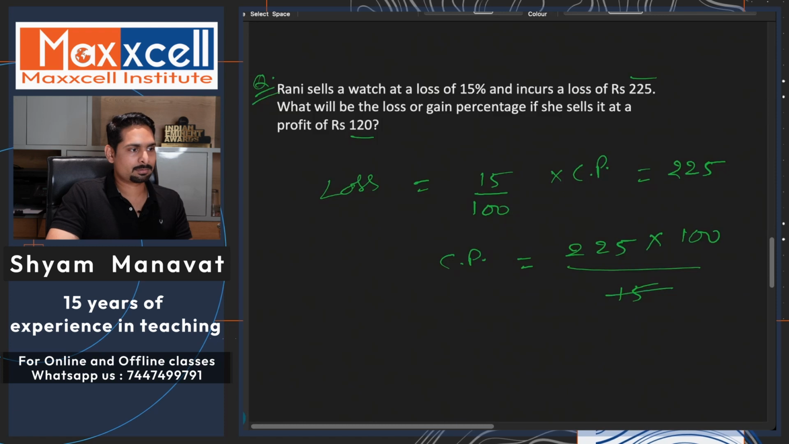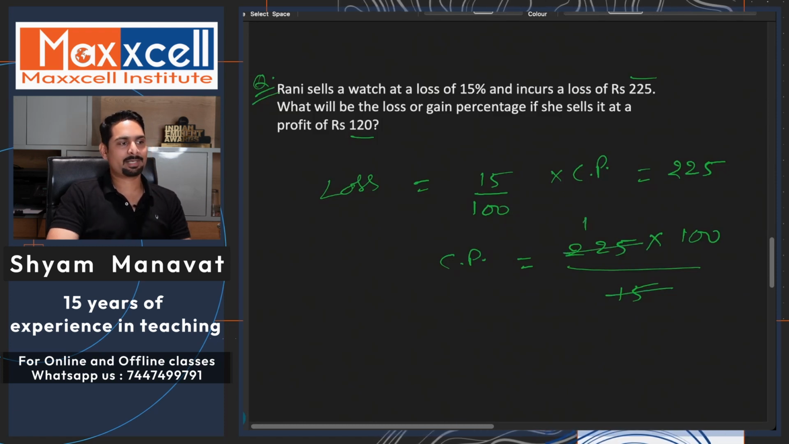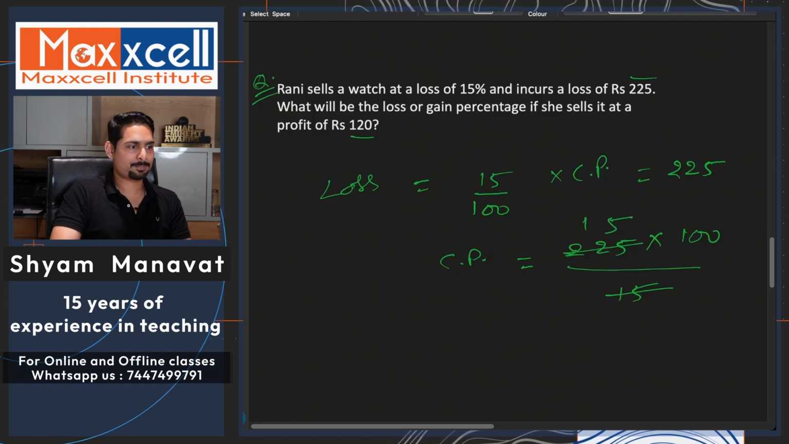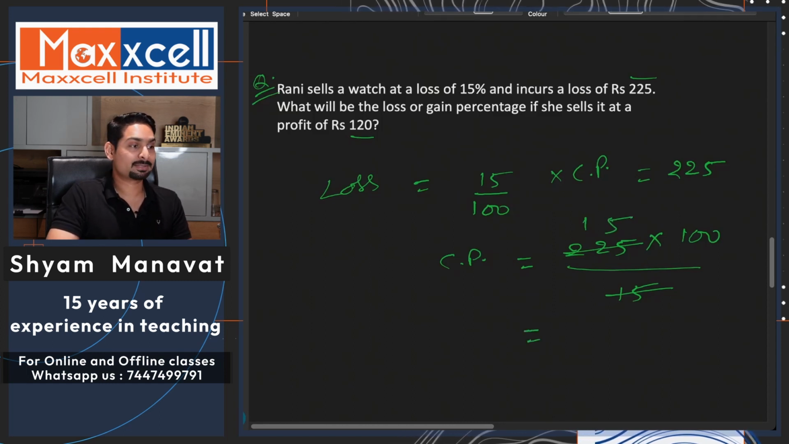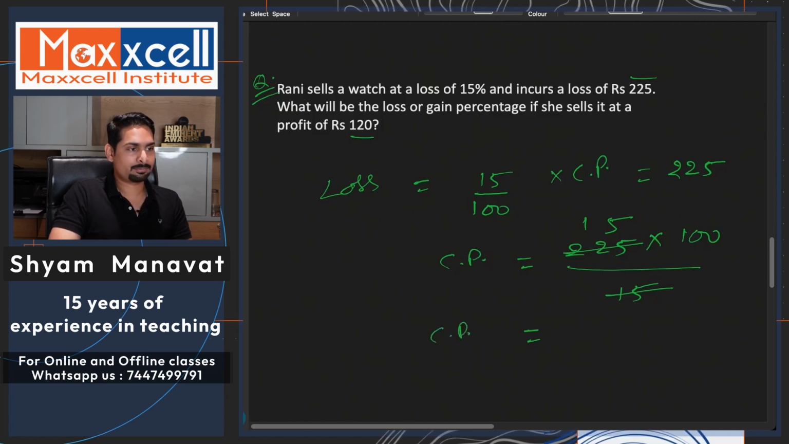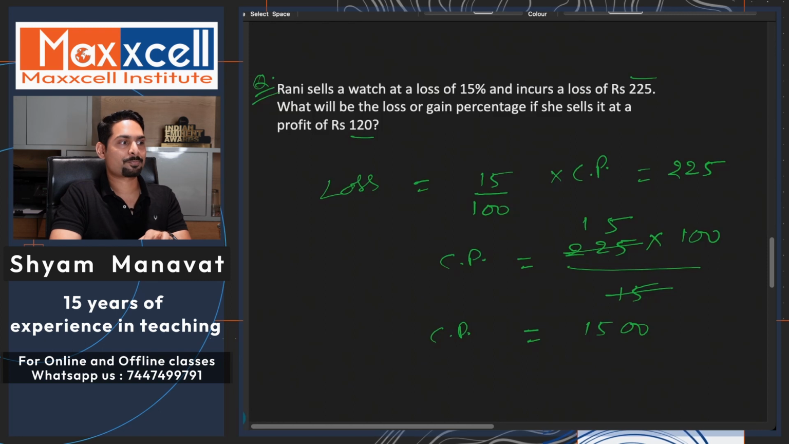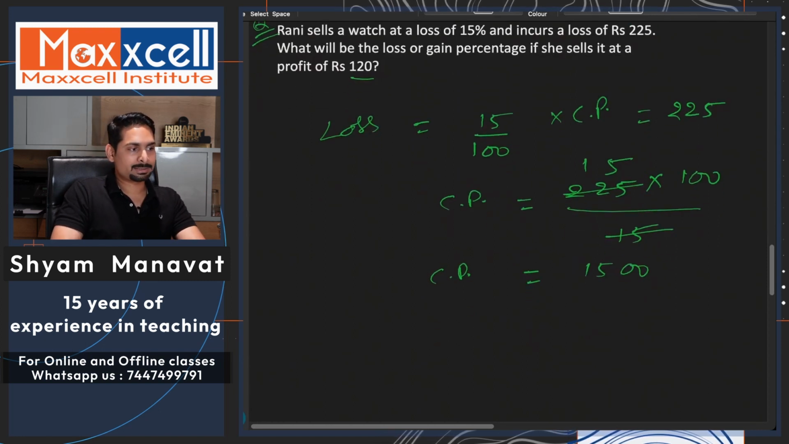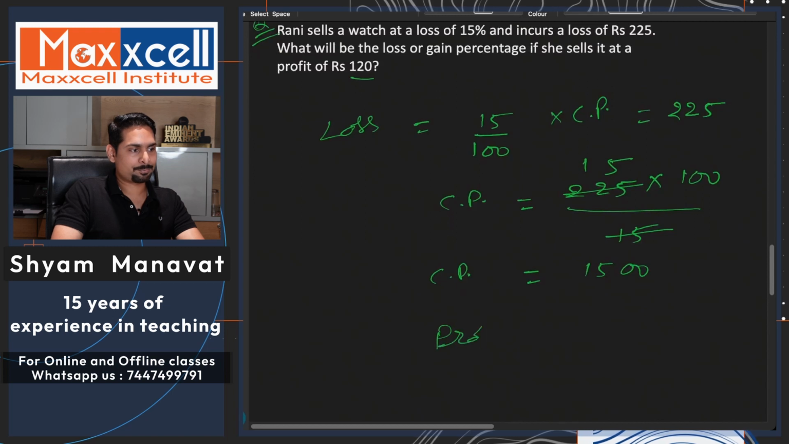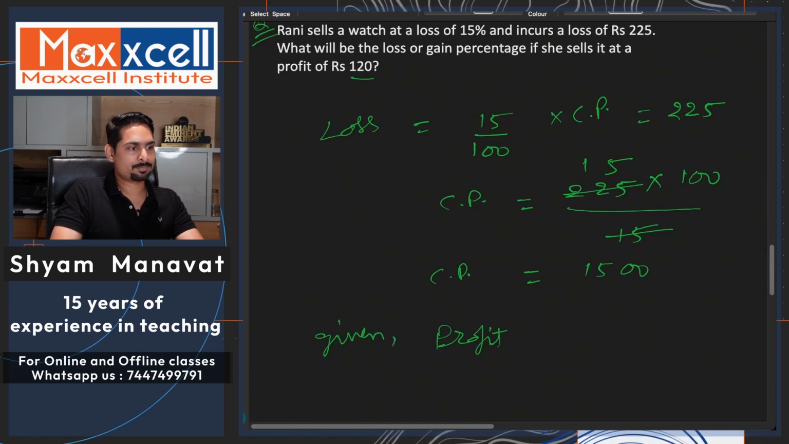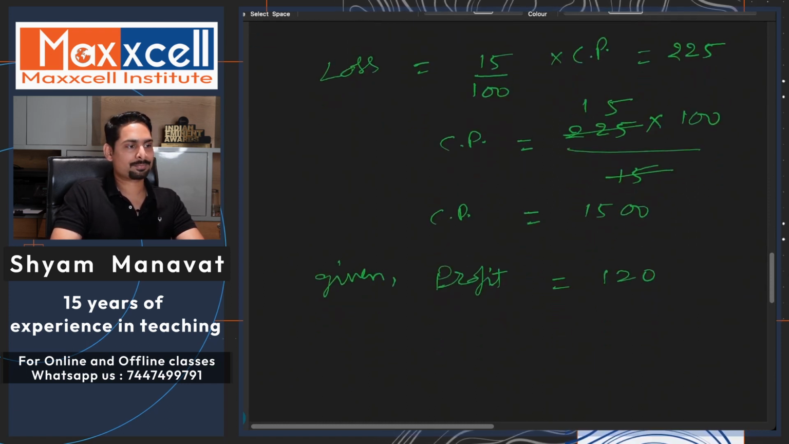Let's try. 15 ones are 15. You have 7. 15 fives are 75. 225 is what? 225 is nothing but 15 square. So cost price is 15 into 100, 1500. Now the question said find the profit or loss percentage if the selling price is with a profit of 120. So here, instead of selling price, they have directly given the profit value. So given that profit is equal to 120 in the second case, what will be the profit percent?